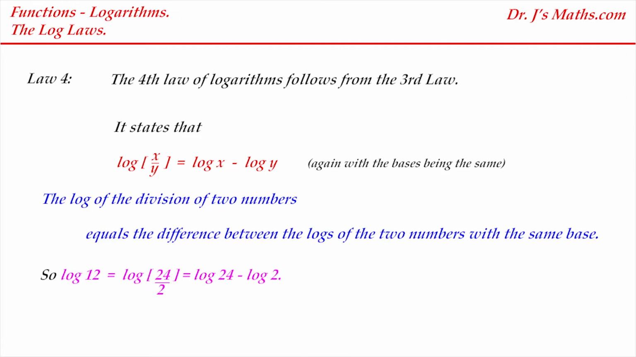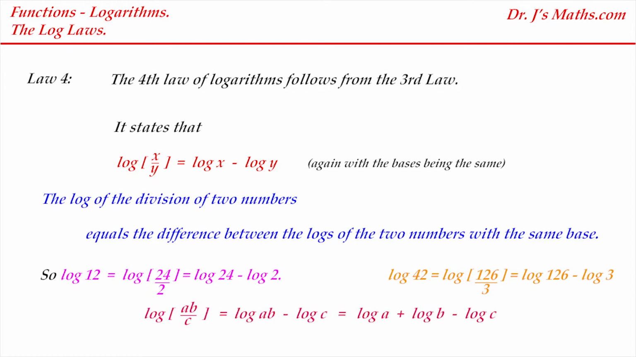Examples: log of 12, which we could have written as 24 over 2, is equal to log of 24 minus log 2. If we have log 42, then of course that's 126 over 3. So log of 126 over 3 is equal to the difference between the logs of those numbers, log of 126 minus log 3. If we have a more complicated situation, we've got log of AB over C.